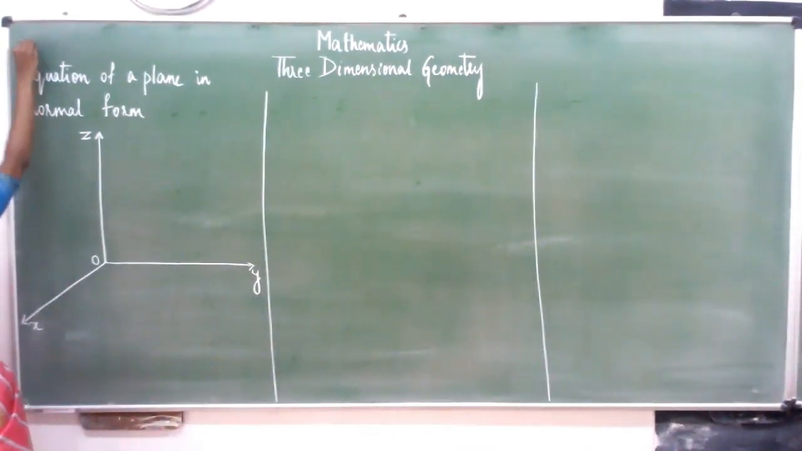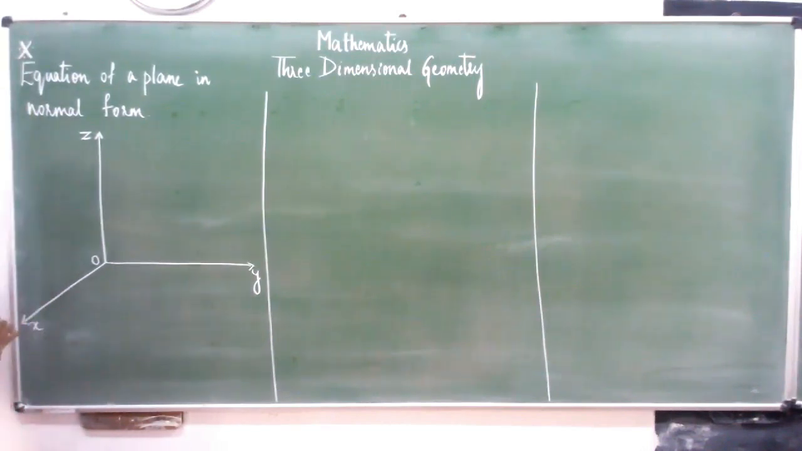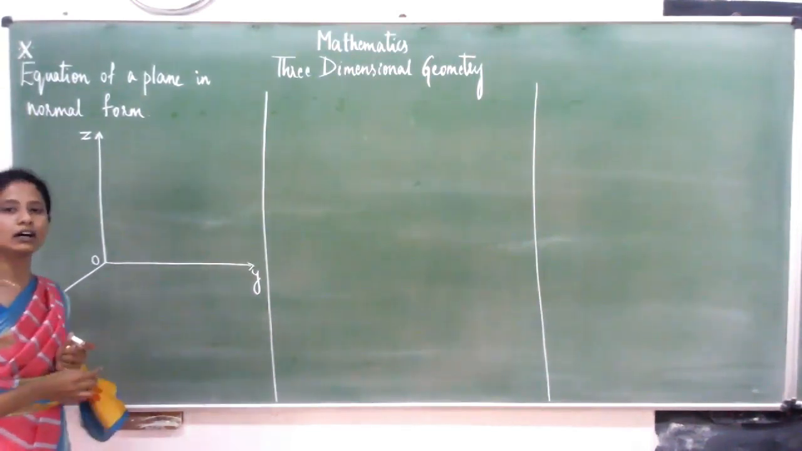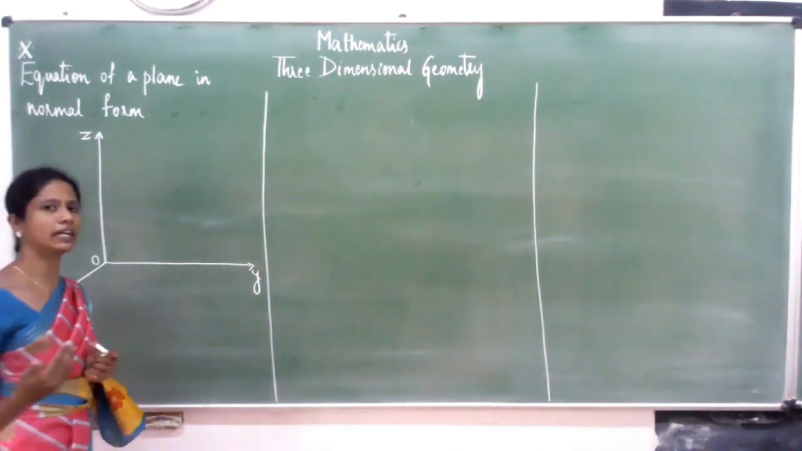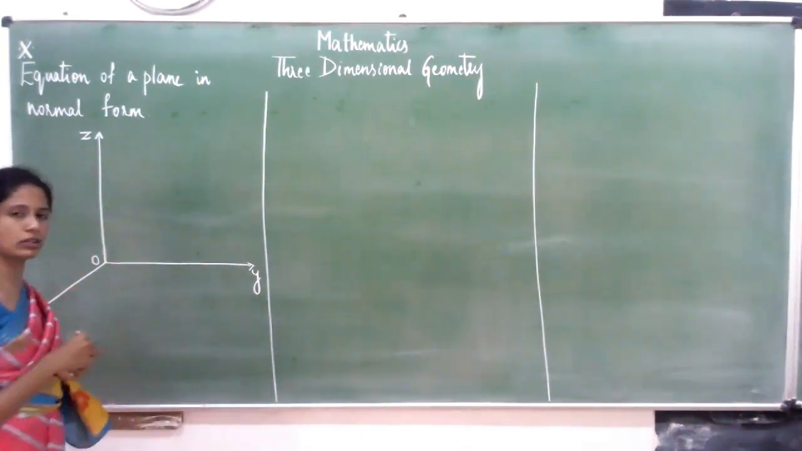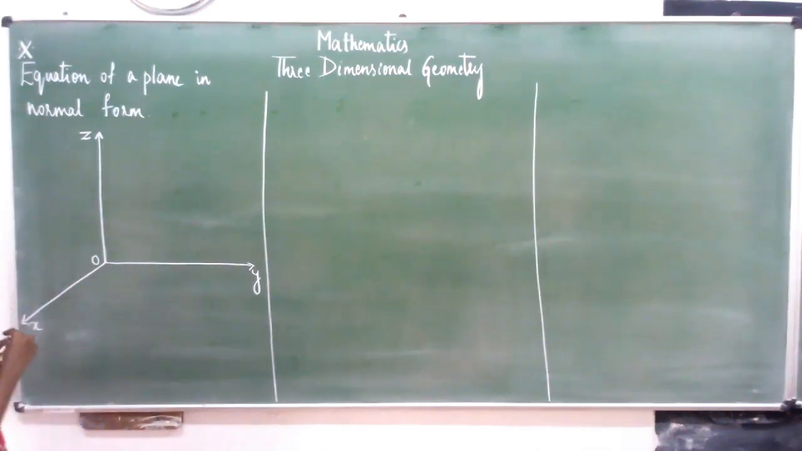Again, this will be asked for 5 marks in your 5 marks question. Out of the 7 to 8 derivations, this is also one of the important ones. So, the equation of a plane in normal form.